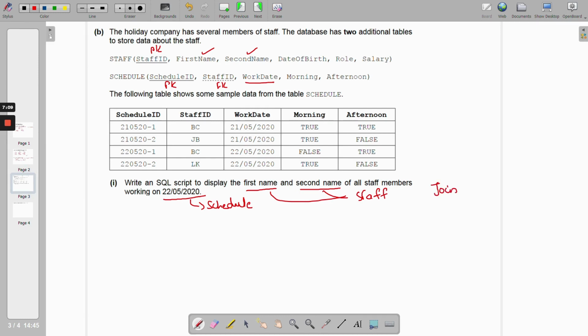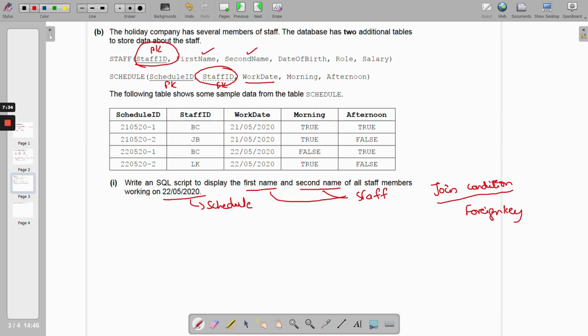So you need to always remember, whenever there are more than one tables to consider in a query, you would require a join condition, and the join condition is always done using the foreign key, because this foreign key, that is the staff ID, is present in both the tables. So we use that as the join condition.